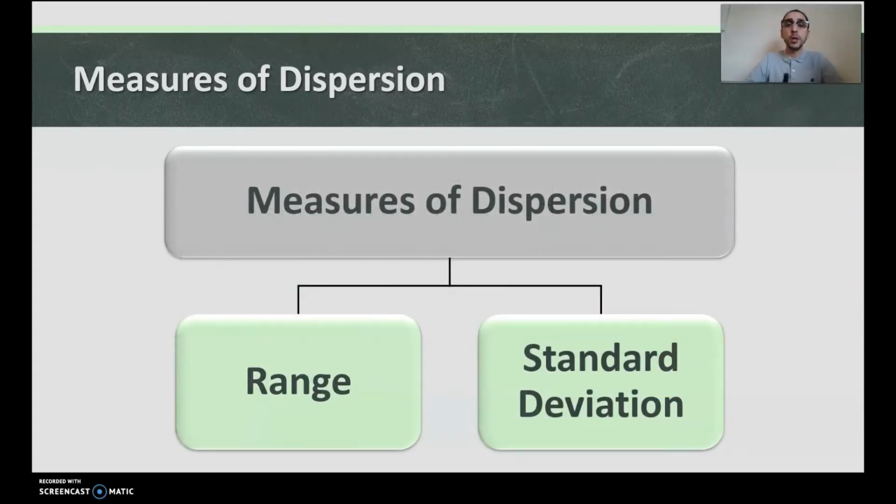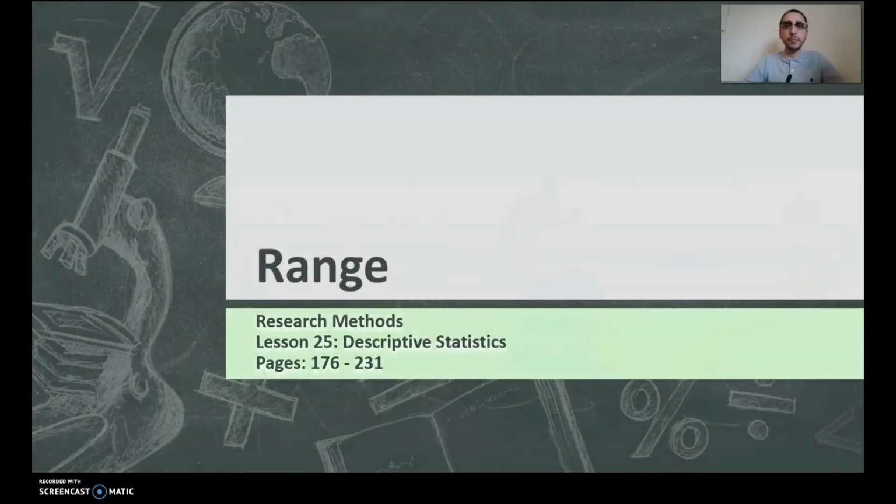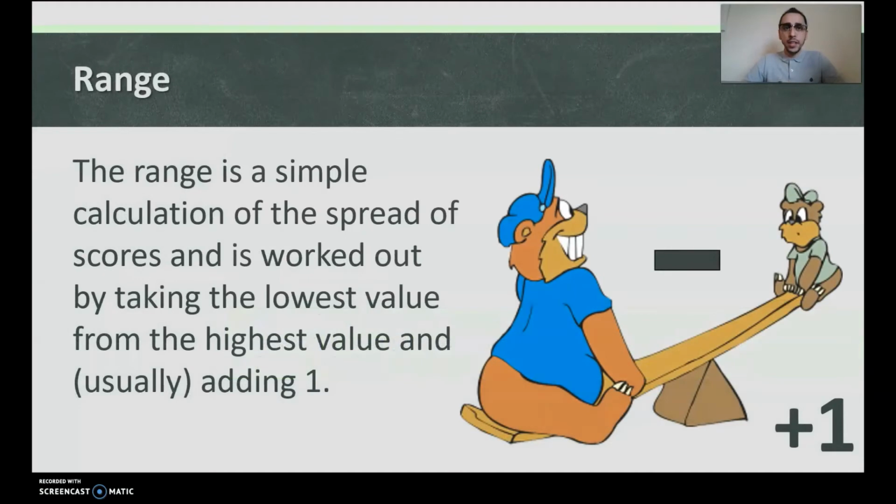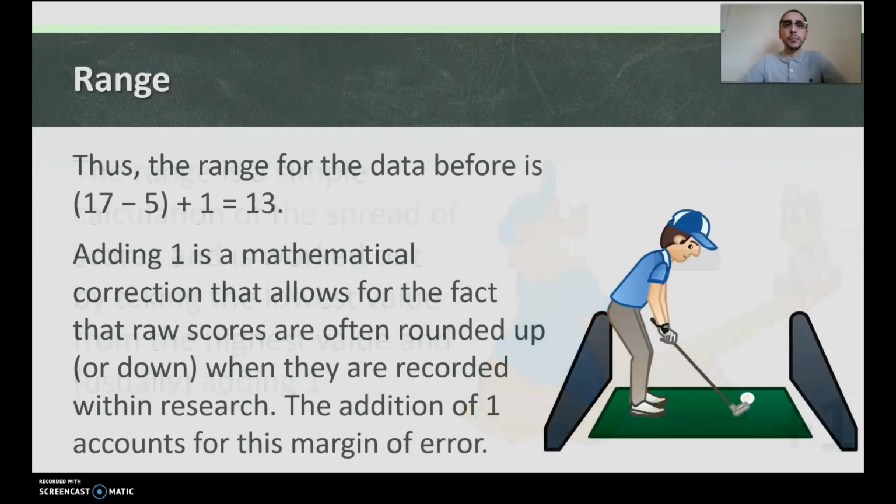There are two measures of dispersion we're going to learn about, range and standard deviation. The range is a simple calculation of the spread of scores and is worked out by taking the lowest value from the highest value and usually adding 1. So what's the biggest value? What's your smallest value? Biggest minus the smallest, and then add 1. Okay, easy. That's a really easy way of understanding the range.